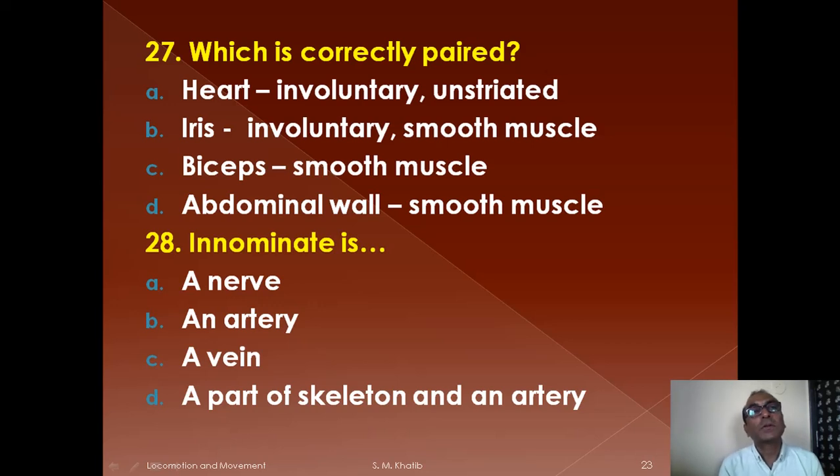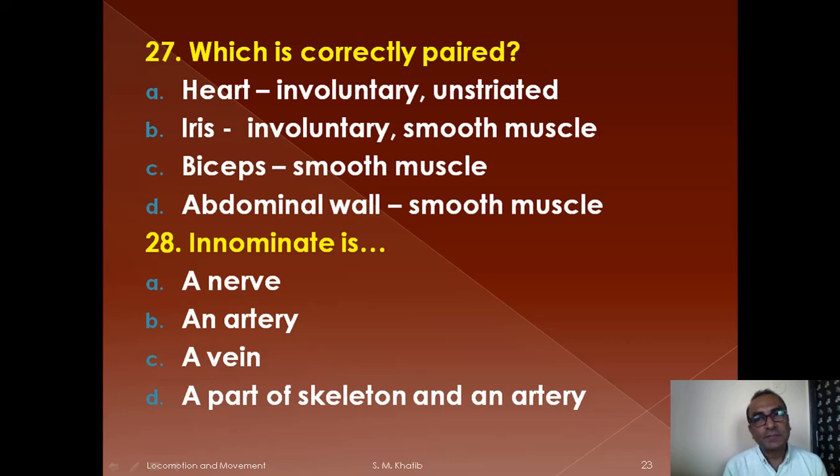Let's take up question number 27 now. Which is correctly paired? So four options are there. Heart, involuntary, unstriated. Iris, involuntary, smooth muscle. Biceps, smooth muscles. Abdominal wall, smooth muscles. Now you have to choose the one which is correctly matched.